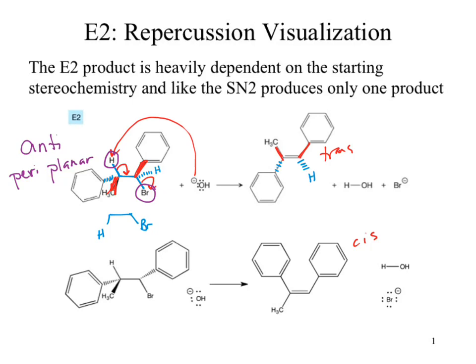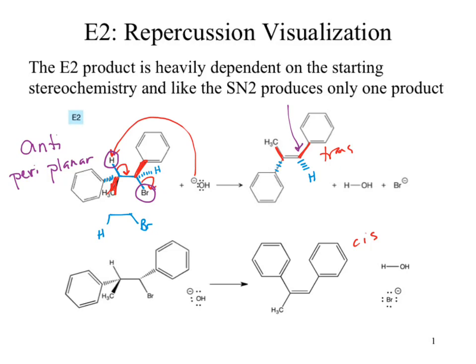Why do we not show those wedges and dashes in the product? That carbon is sp2 hybridized, which means we have trigonal planar geometry. How many of you like drawing wedges and dashes? Oh, nobody. Which means anytime you get the opportunity to not draw wedges and dashes, what are you going to do? Not draw wedges and dashes.